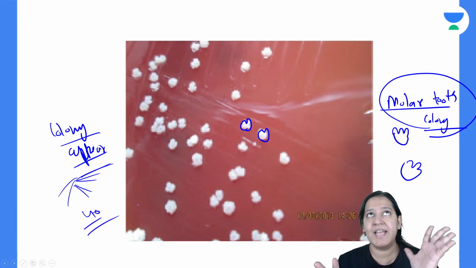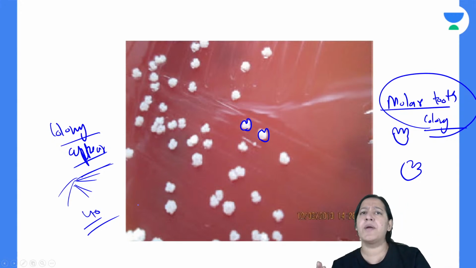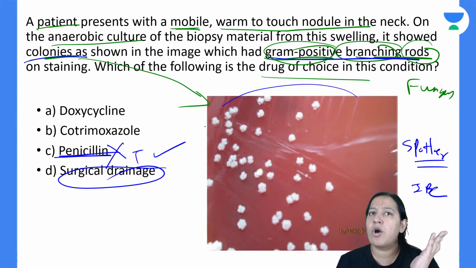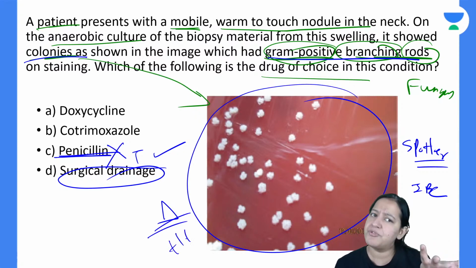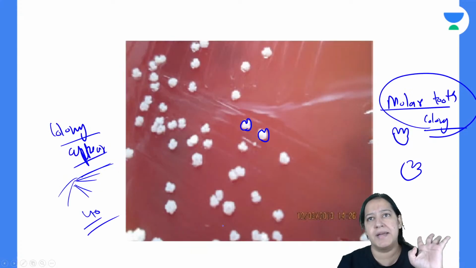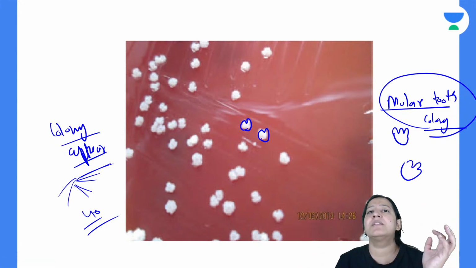So I will take that crash course now, which I am talking about. I will cover all important colony appearances, so that it can help in your IBQs and in your clinical questions also. Have you got it? First, looking at the colony appearance, give me the diagnosis. Once the diagnosis is there, you know the treatment, you know the drug of choice. Give me a thumbs up. The correct answer here is penicillin, because the diagnosis is actinomycetes, based on the colony appearance. It is a molar tooth.